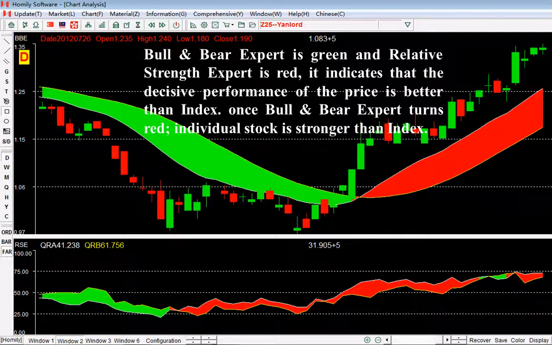So firstly, you should see whether the bull and bear expert is green or red. If you see this is green and the relative strength expert is red, what does that mean? It indicates that the decisive performance of the price is better than index. Then if you see the bull and bear expert turn red, the individual stock is stronger than index. So here, if you see the price turn from green to red, it means the share is stronger than index. Okay. But if you see the relative strength expert is red and here is green, you can pay attention because the price may go up, because the relative strength expert is red. Okay, so you should know that.